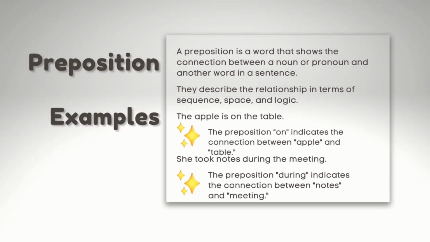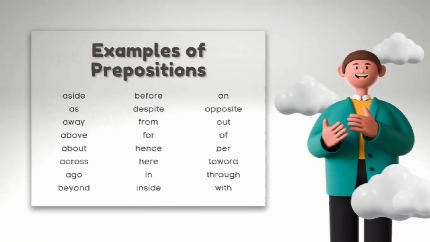All right. Now let us look at more examples of prepositions. We have aside, as, away, above, about, across, ago, beyond, before, despite, from, for, hence, in, here, inside, on, opposite, out, off, per, toward, through, and with. There are still many more examples, but this has been captured. This is a majority of the prepositions, and it has been captured to give you a good overview of the prepositions that you might likely come across all the time.